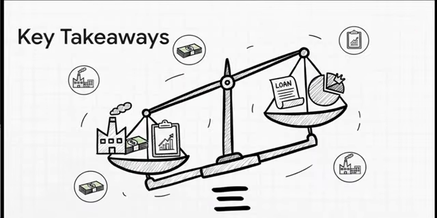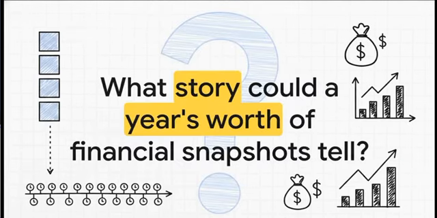So let's just bring it all home. Assets are what you have. Liabilities are what you owe. Equity is what's left. It's what you own. And the golden rule, the one thing you have to remember, it always has to balance. You know, we've just analyzed a single snapshot in time.